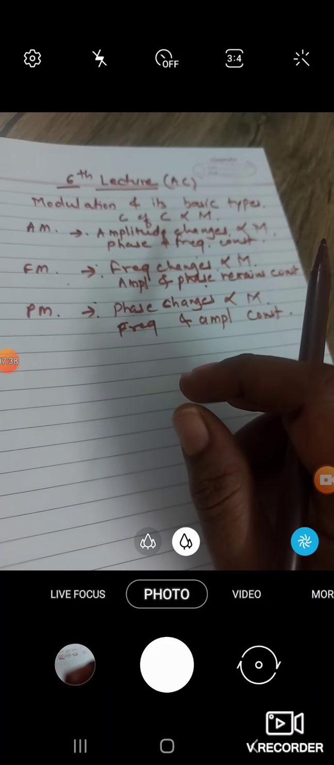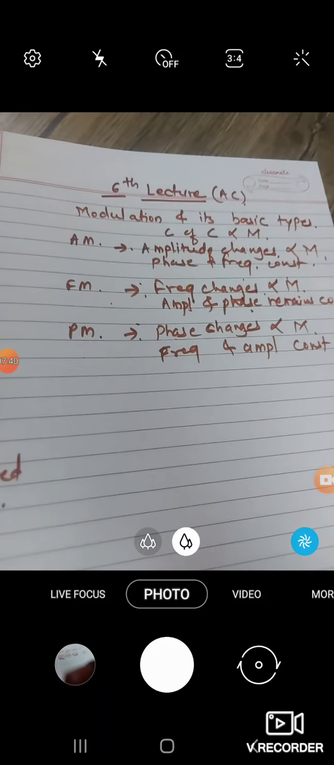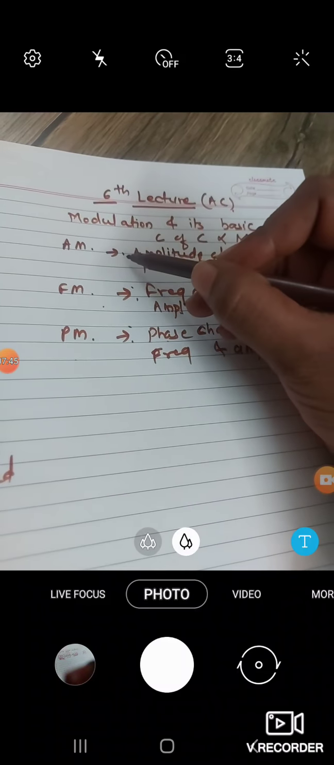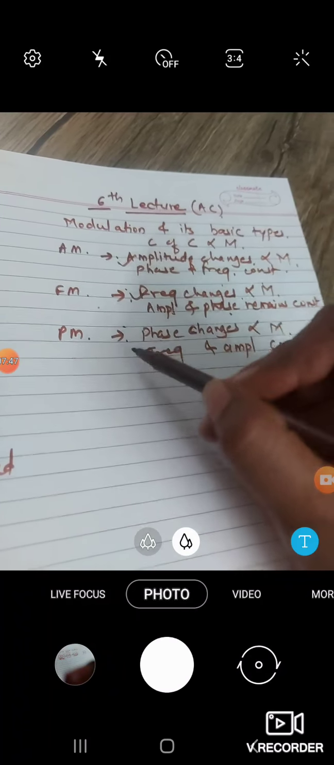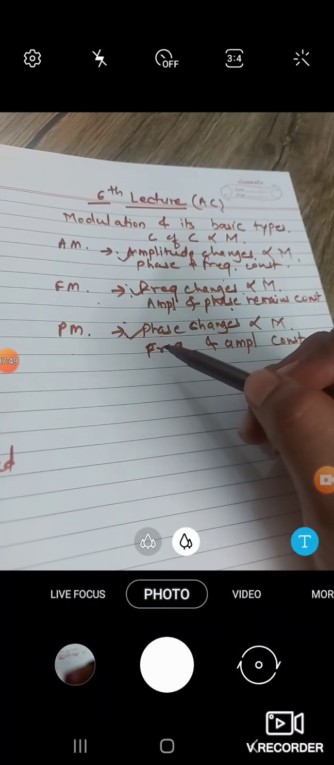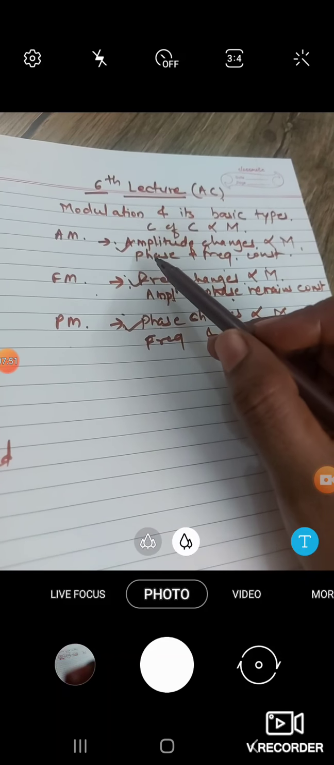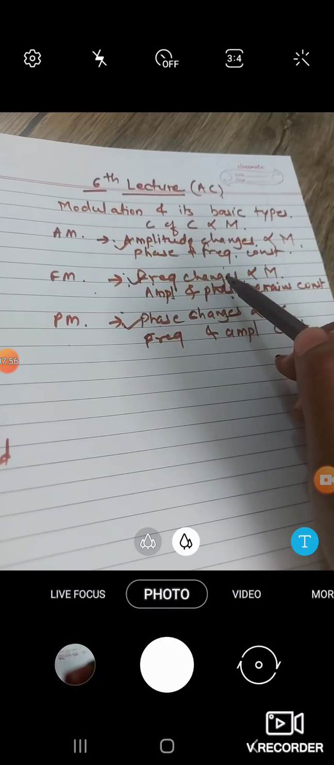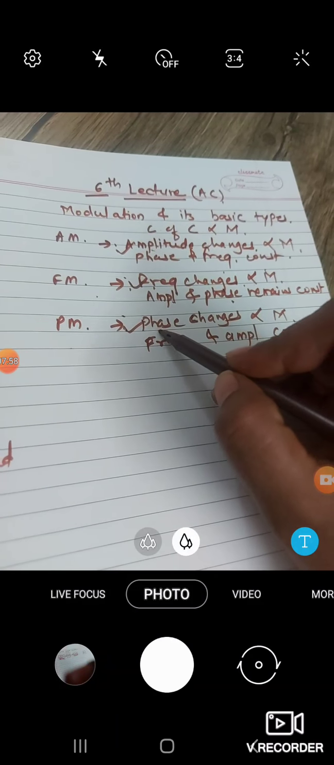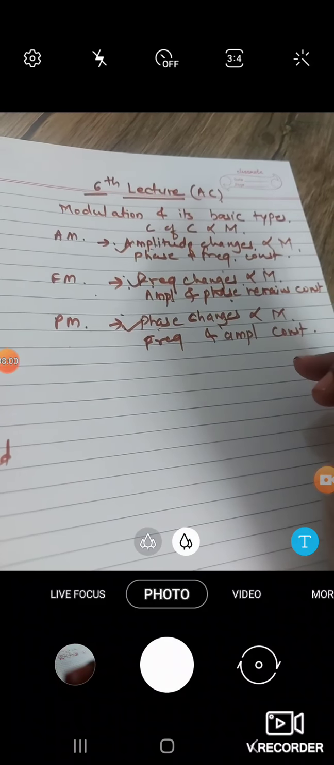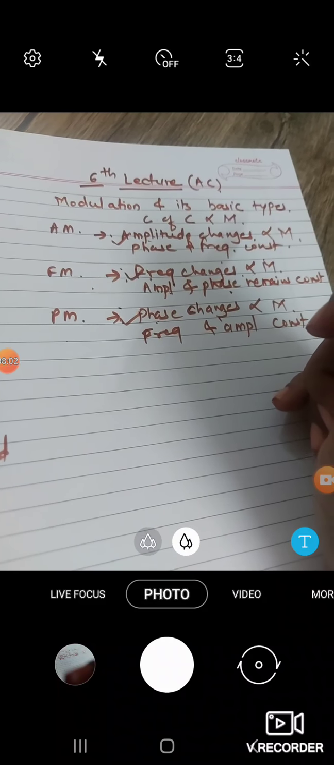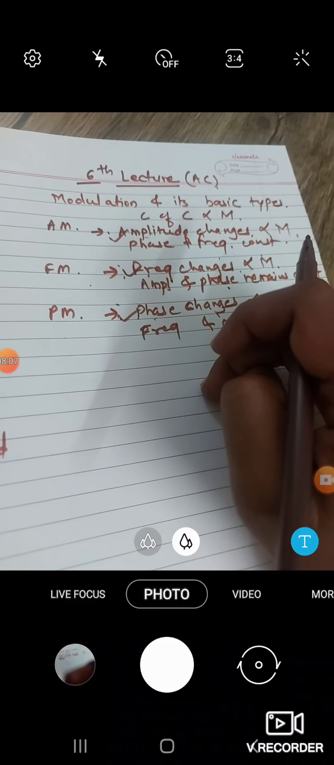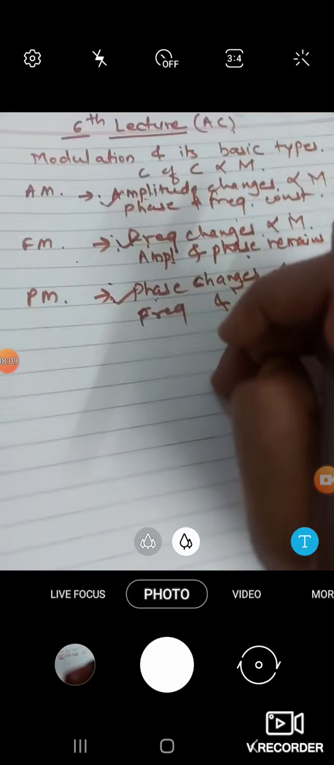So on what basis are these three types made? These three types are based on which parameter of the carrier is changing in proportion with the modulating signal. When amplitude changes, it is called amplitude modulation. When frequency changes, it is called frequency modulation, and when phase changes, it is called phase modulation. That is the difference between AM, FM and PM. Okay, I hope all of you are clear with that.